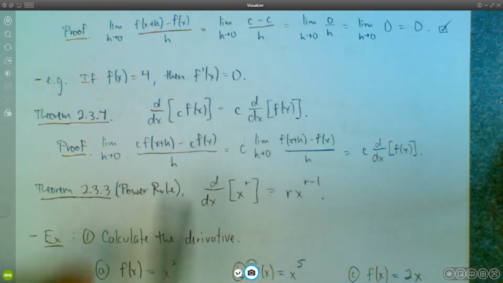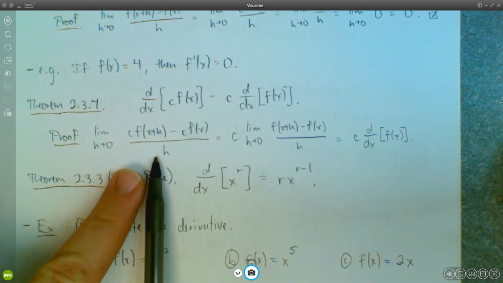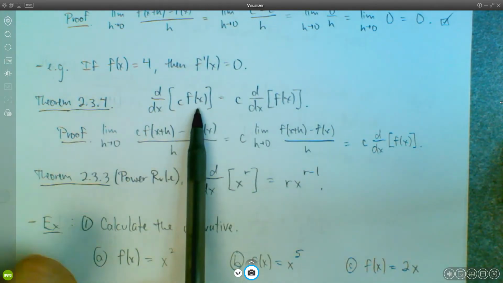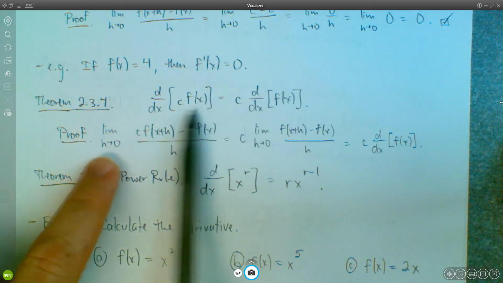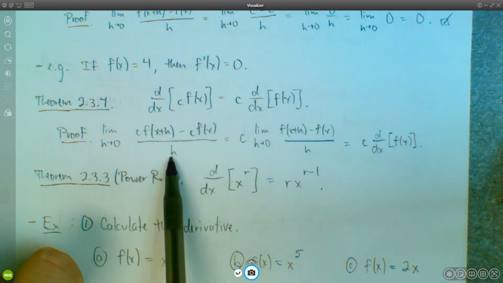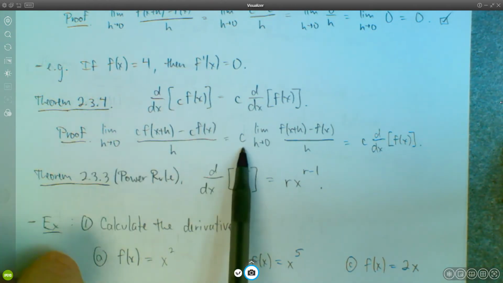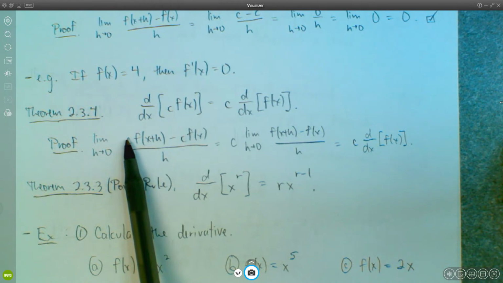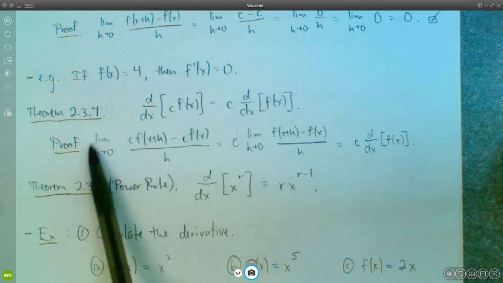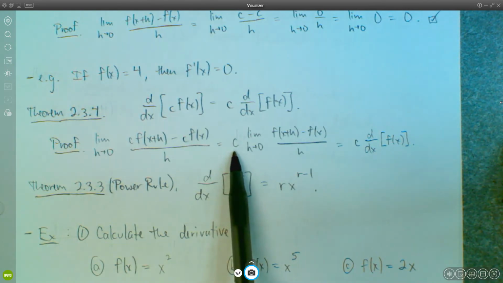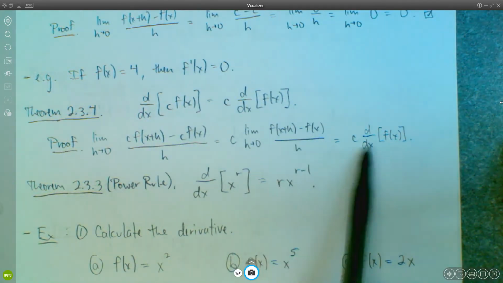Okay, and again, here's a proof of that fact. If you think about the derivative of c times f of x, it would be the limit as h approaches 0 of c times f of x plus h minus c times f of x, divided by h. Well, of course you can factor out the c from the numerator, and then by properties of limits, you can take that c out of the limit and just put it out in front. And then this thing, of course, is just the derivative of f.